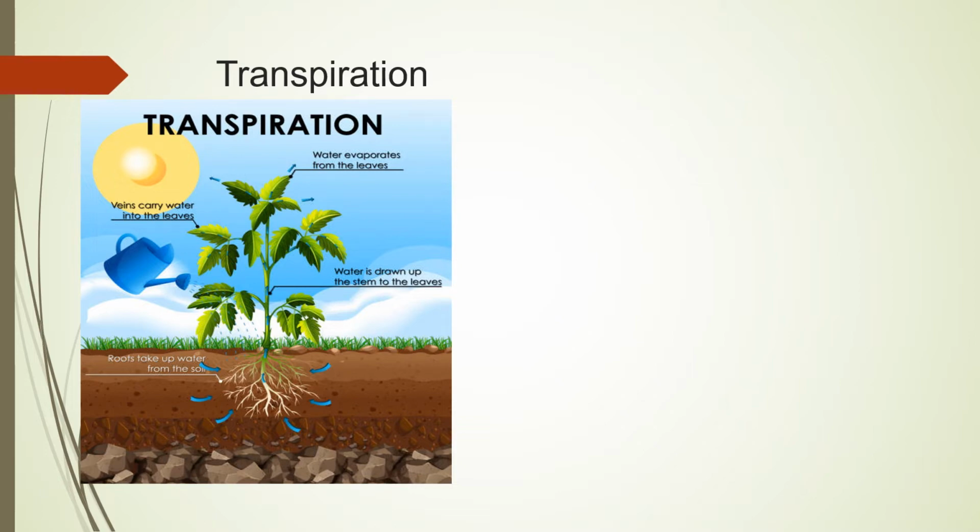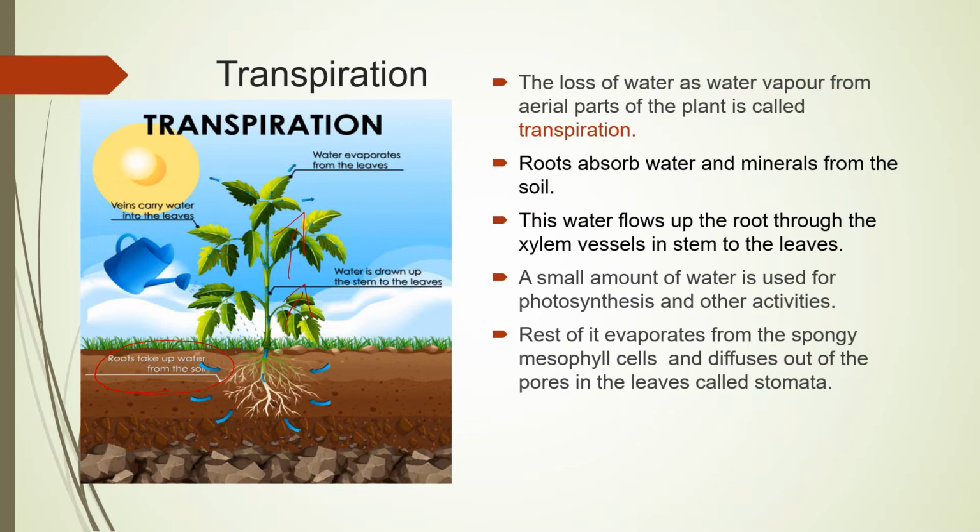First we can see the roots are taking up the water from the soil. Now this water is drawn up by the stems to the leaves. The veins are carrying the water into the leaves, and water from the leaf evaporates to the atmosphere. So this evaporating of water from the leaves is called transpiration. So what is happening here? The loss of water vapor from the aerial parts of the plant is called transpiration. So it is the loss of water from the aerial parts of the plant.